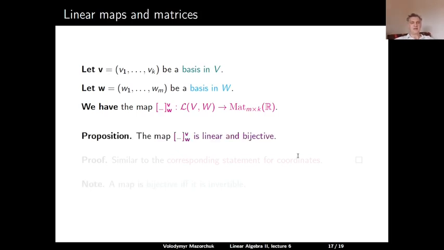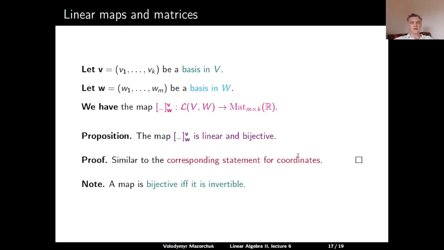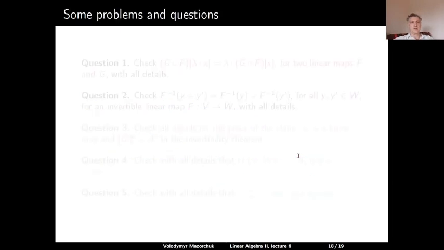And the claim is that this map, which is in some sense an analog of the coordinate map, is linear and bijective. And the proof is exactly the same as the proof of this statement for the usual coordinate maps. And just a general reminder that a map is bijective if and only if it is invertible. Okay, let us finish with some problems and questions.